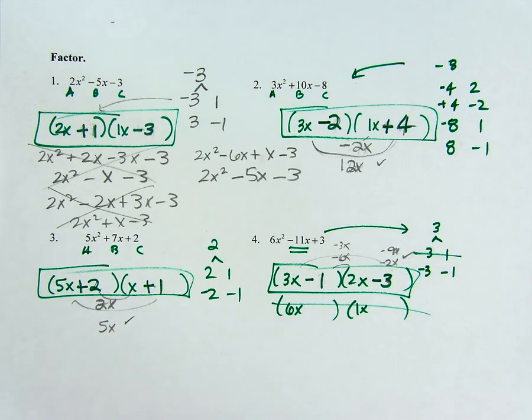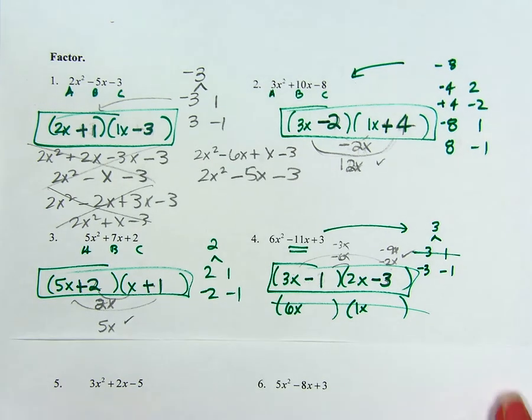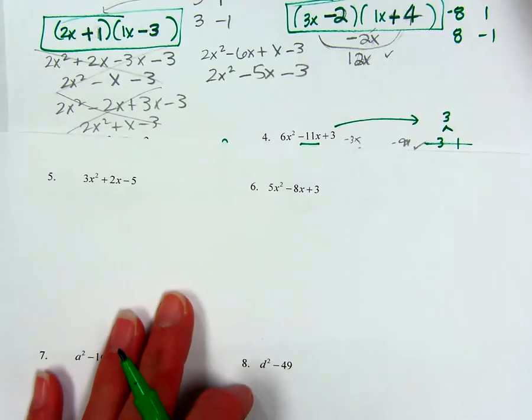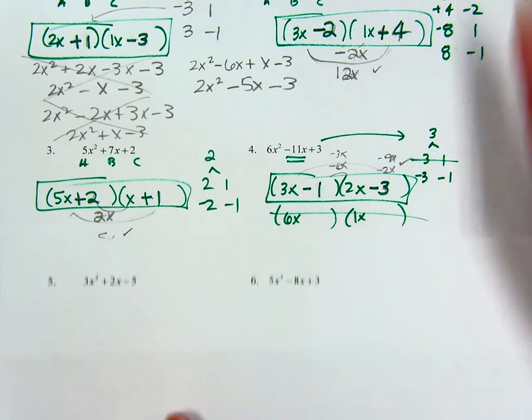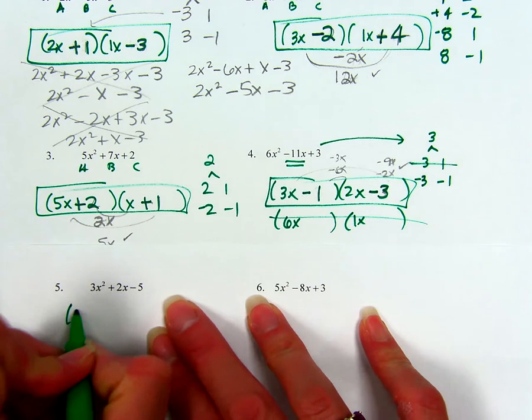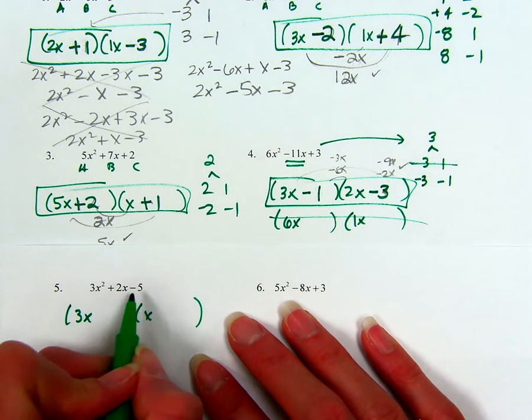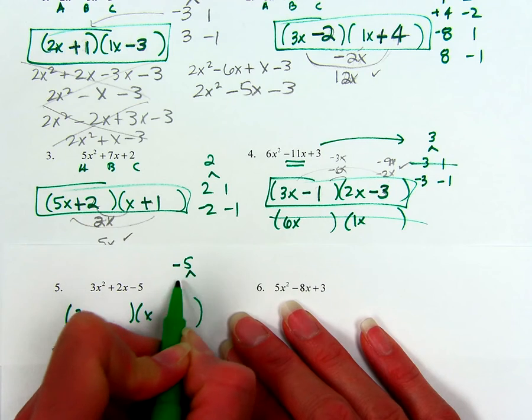All right, so when you're ready, flip to the back. All right, so these have the same thing. We've got trinomials. All right, what multiplies to 3x squared is 3x and x, and we're going to try what multiplies to negative 5.